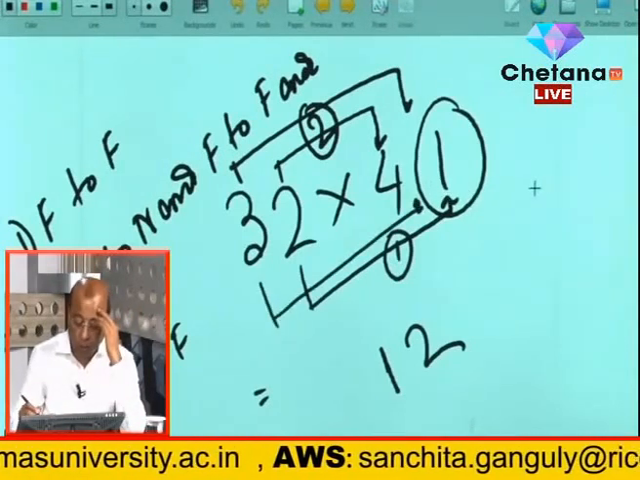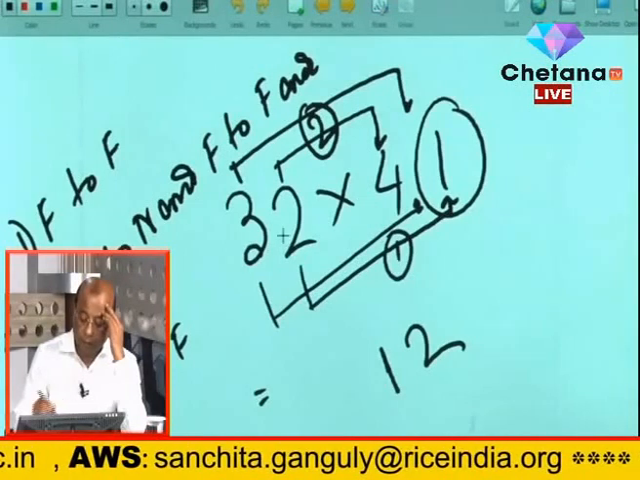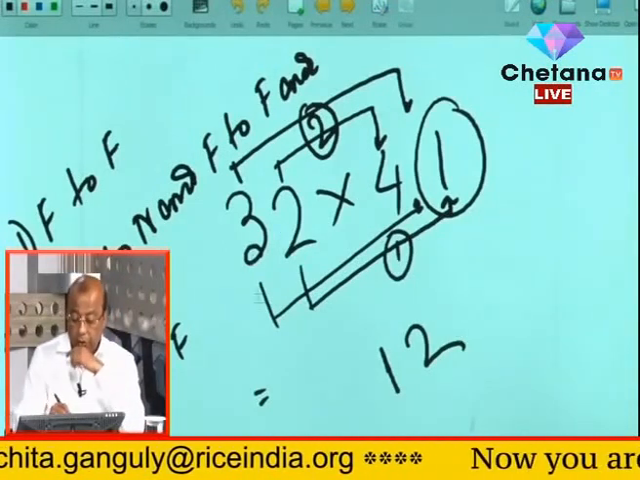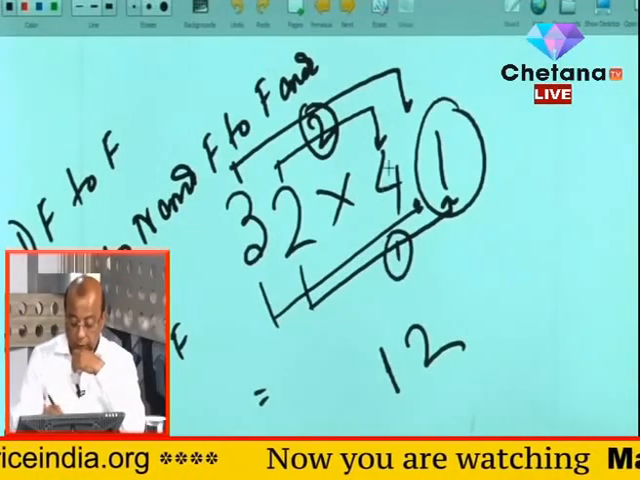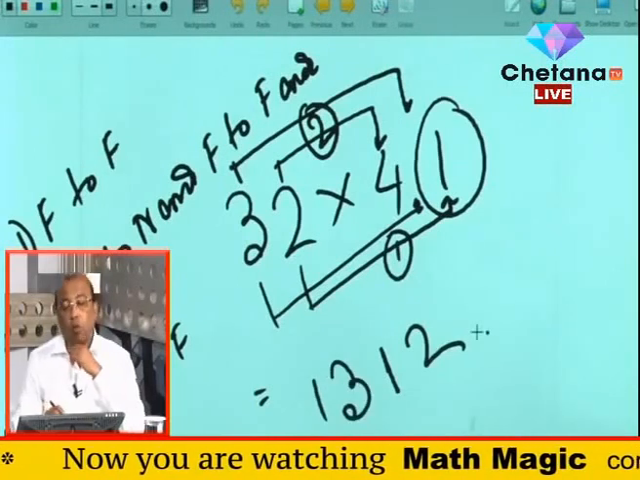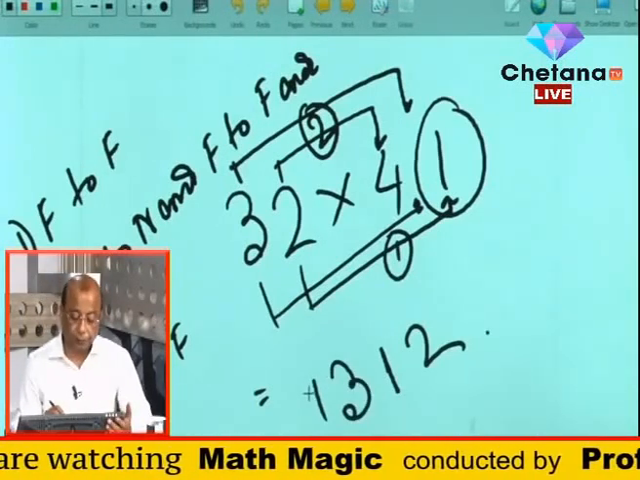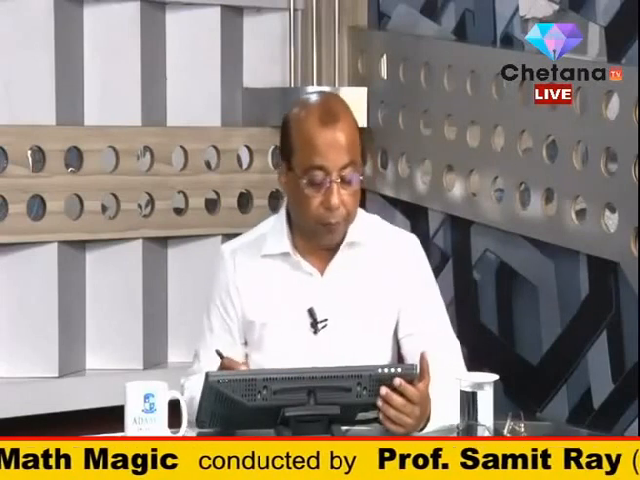3 into 4, 12. 4 into 2, 8 plus 3, 11, 1 in hand, and 3 into 4, 12 plus 1, that is 13. 1, 3, 1, 2, the answer. Now the step 3.